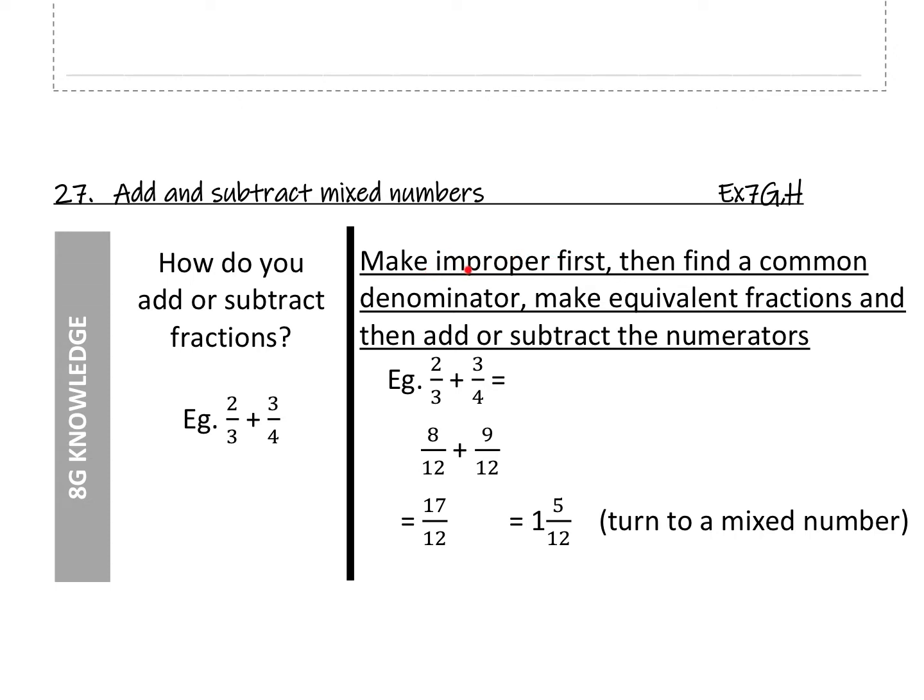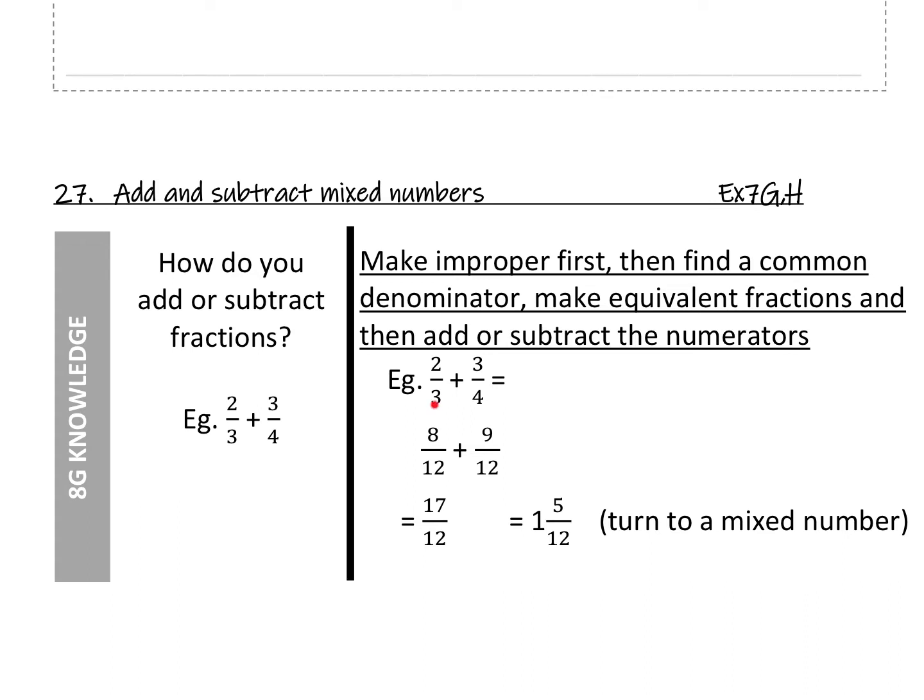And then the technique is like previous objectives. You find a common denominator, you make equivalent fractions with that denominator, and then you finally add or subtract the numerators. So in this example, we have 2/3 plus 3/4. They're not mixed numbers, so we can just proceed. We don't have to change them into improper.